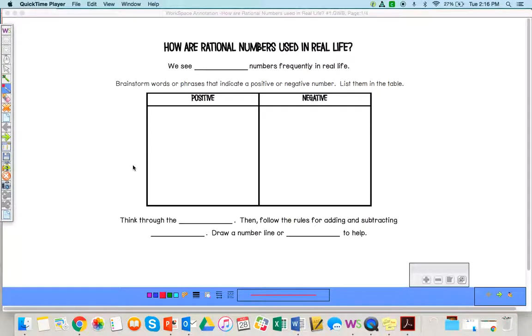We're going to talk about how rational numbers are used in real life. We see rational numbers frequently in real life. We see it a lot of times with money and baking. If you like to do crafts or woodworking, things like that, we see rational numbers all the time.